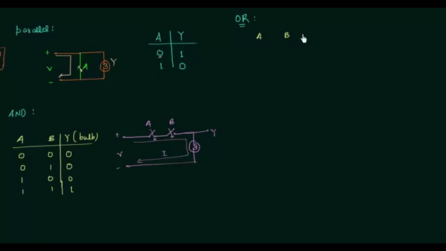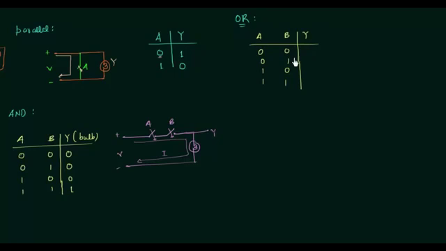A, B, Y: 0 0 0 1 1 0 1 1. In case of OR operation, the output will be high if one or more inputs are high.